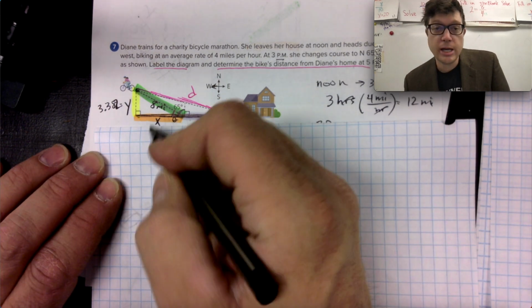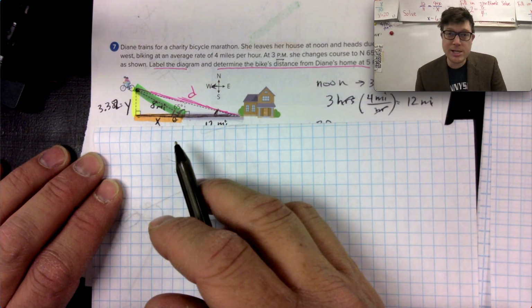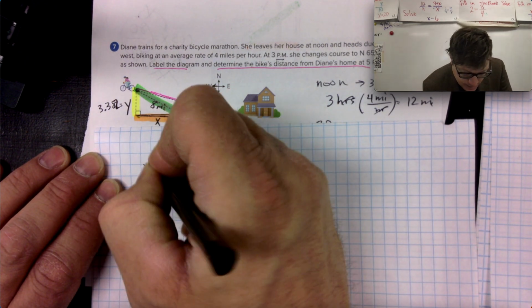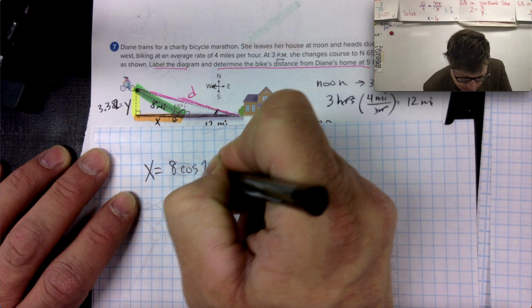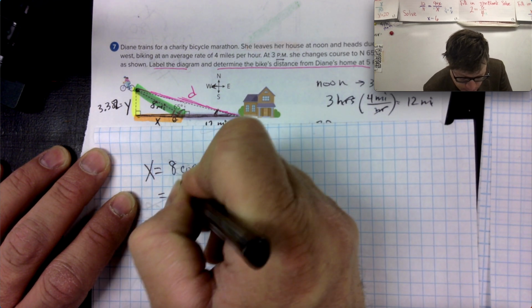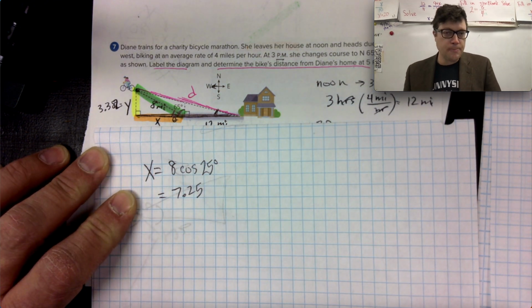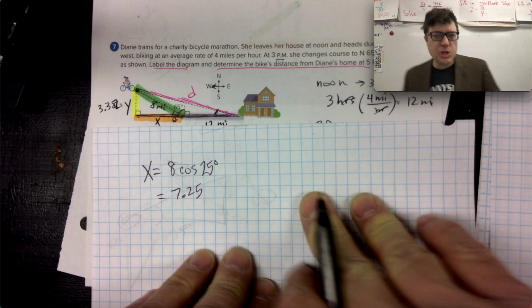So first of all, calculating x is right. We did that in the right way. X equals 8 cosine of 25 degrees, and we got 7.25. That's correct. That doesn't have to change, and that's using trig.